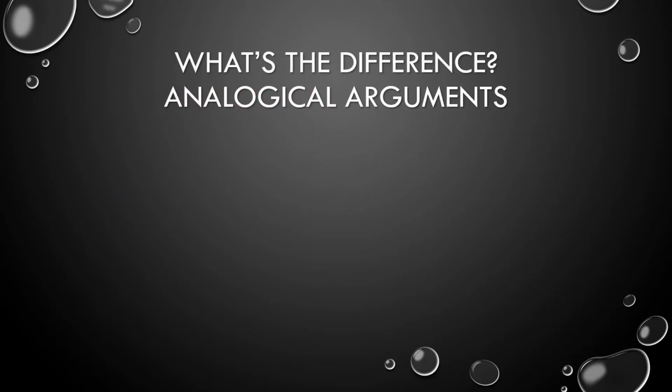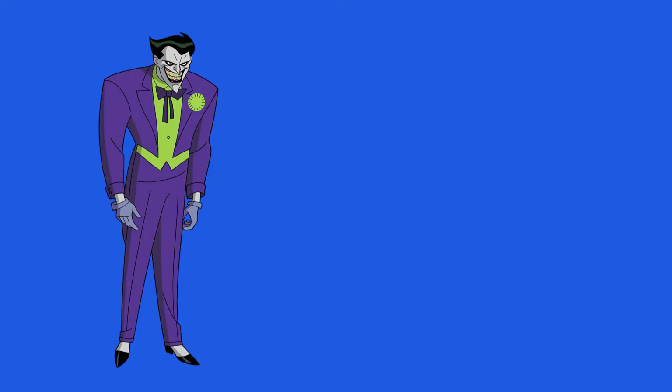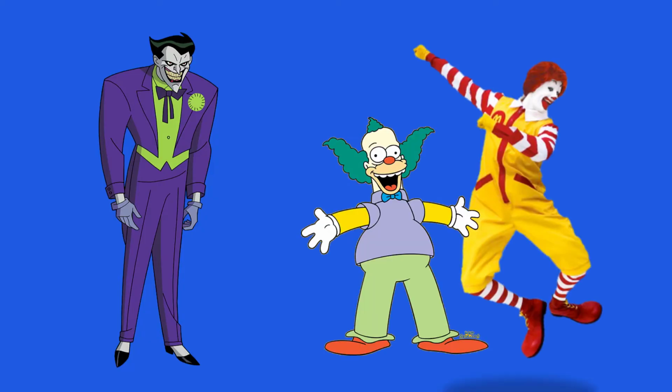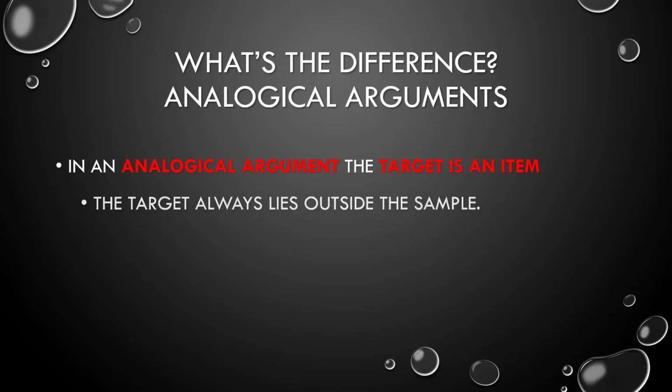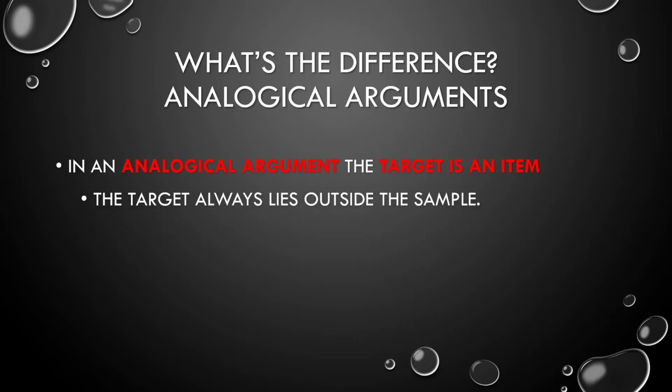In an analogical argument, the target is an item or a single thing. Say, because Tom is a clown like Dick and Harry, and they both wear big shoes and red noses, then you conclude that Tom must do the same. In every case, the target item is not part of the sample. The target lies outside the sample. After all, by virtue of what an analogy is, you're stretching from what you know to what you don't know. The sample, by definition, is what you know, so the target can't be part of it.